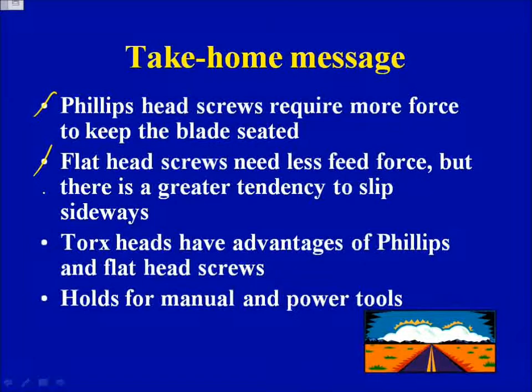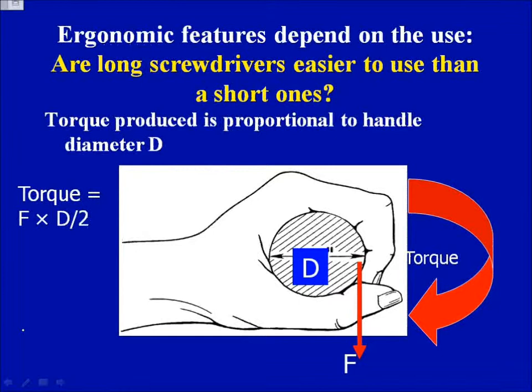Here, what happens is that with the slotted, you can actually apply torque on the slot head. The idea being you're not stripping it, right? That you're going down. But you don't have to give it the same kind of feed force that you would a Phillips screw. Your take-home message here is that Phillips head screws require more force to keep the blade seated. Flathead screws need less feed force, but there's a greater tendency to slip sideways, so you have to make sure that you lock it in.